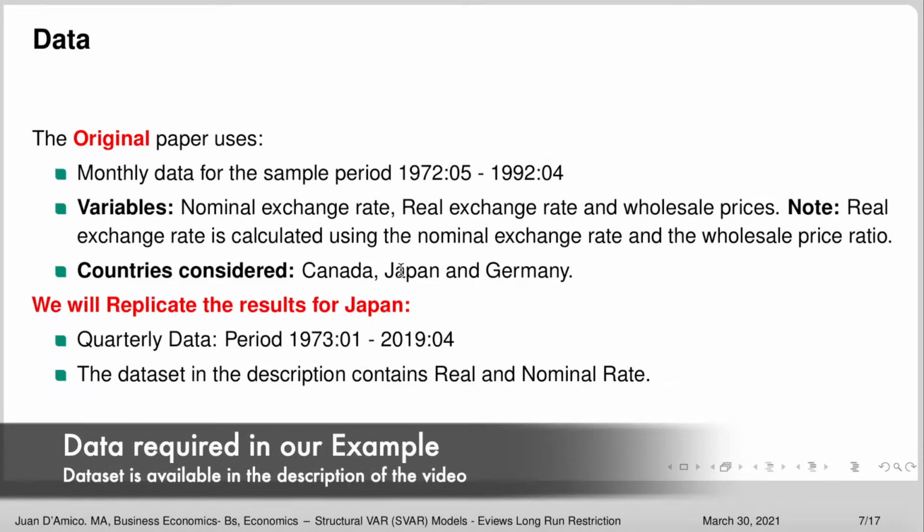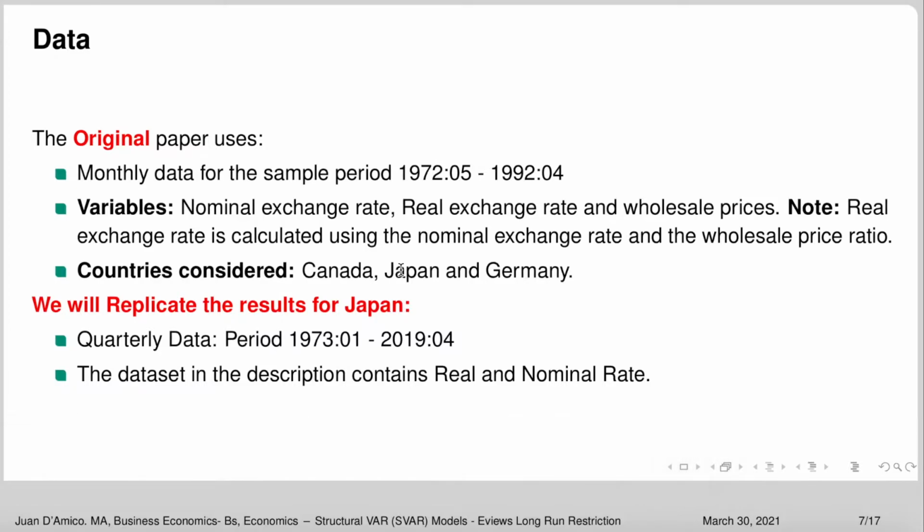Let's review the data that we are going to be using. The original paper uses monthly data for the years 1972 to 1992. The variables they have used are nominal exchange rate, real exchange rate, and wholesale prices. As a note, real exchange rate is calculated using the nominal exchange rate and the wholesale price ratio. The countries considered in their paper are Canada, Japan, and Germany.